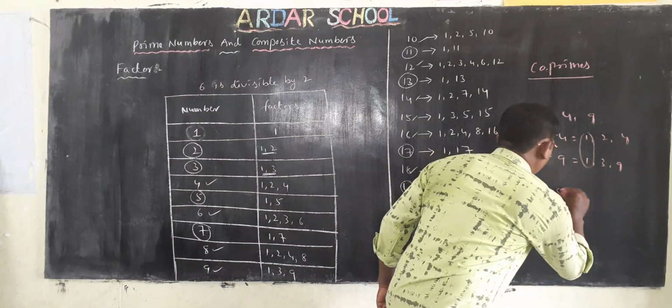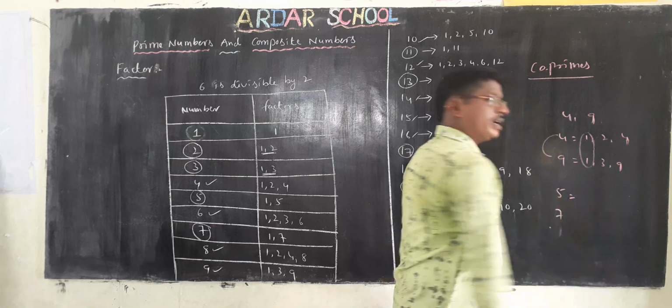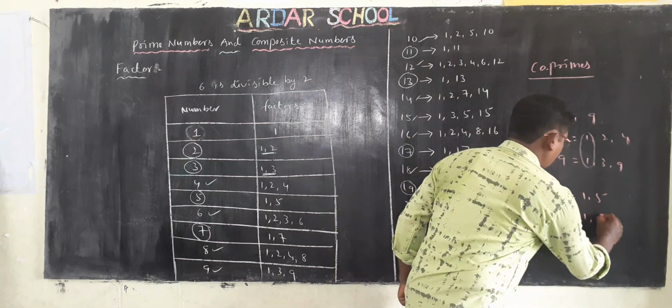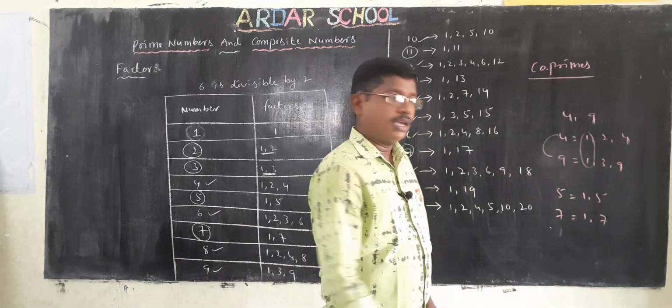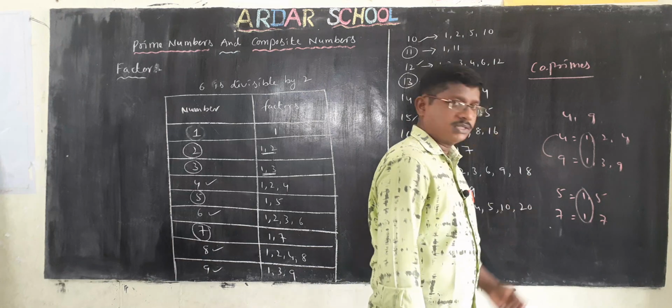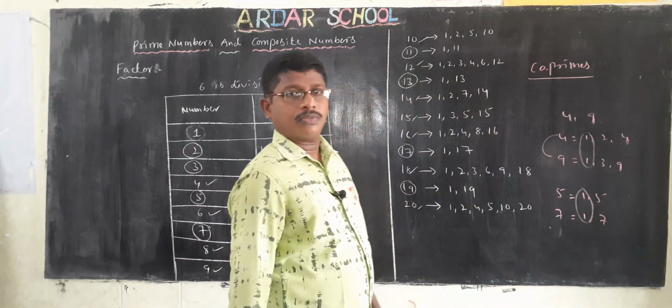For example, 5 and 7. What are the factors of 5? 1, 5. And 7: 1, 7. Here also 1 is the common factor. That's why 5 and 7 are also co-prime numbers.